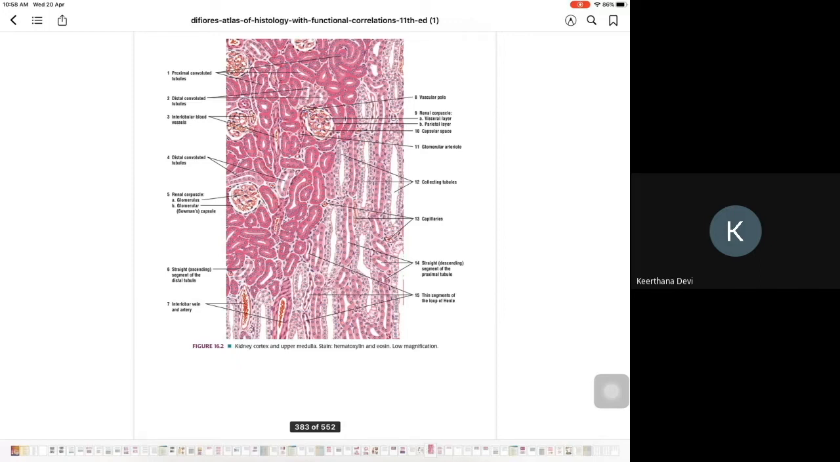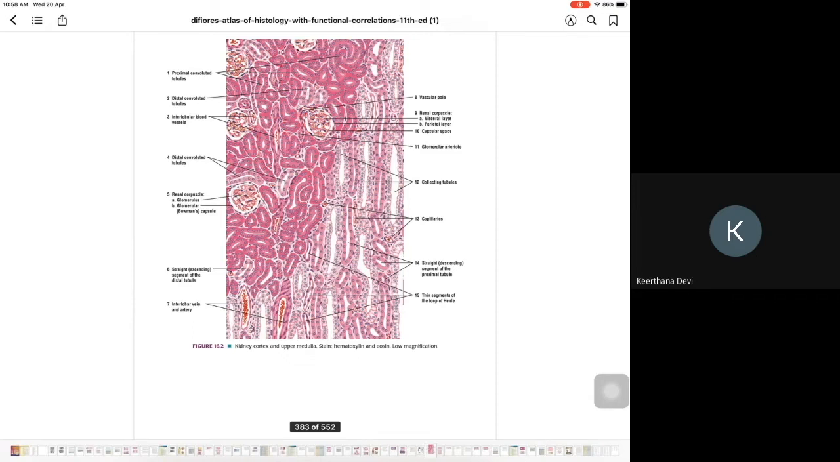You can see proximal tubule and distal tubule. There is no problem in that. But to differentiate ascending limb of loop of Henle and descending limb of loop of Henle on H&E, it's very, very difficult. Mainly, you have to remember the rule of 4 in kidney.